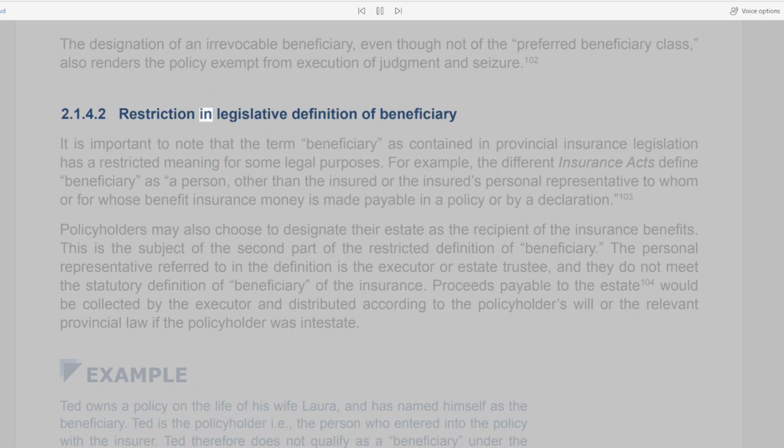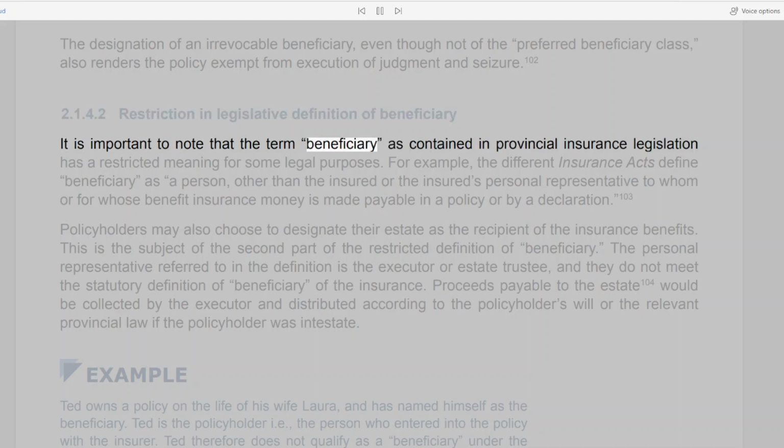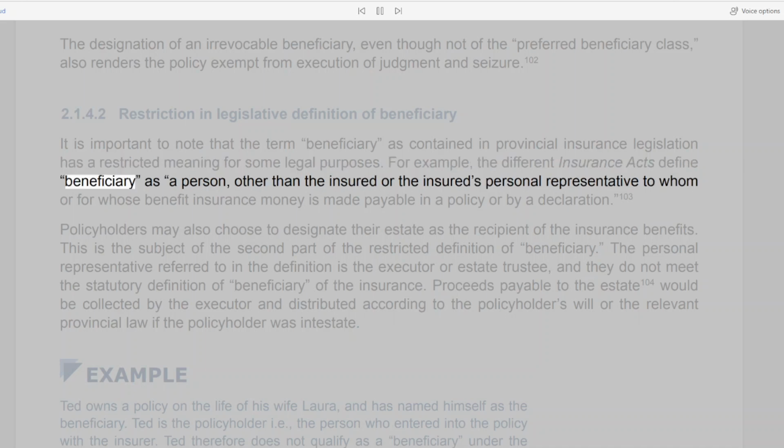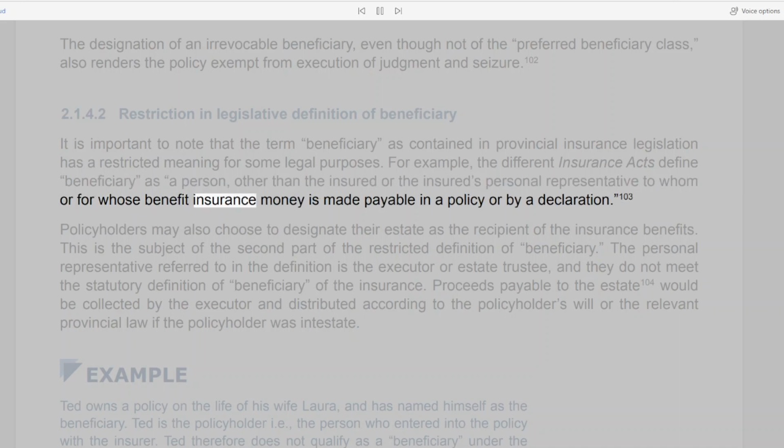2.1.4.2 Restriction in legislative definition of beneficiary. It is important to note that the term beneficiary, as contained in provincial insurance legislation, has a restricted meaning for some legal purposes. For example, the different insurance acts define beneficiary as a person other than the insured or the insured's personal representative to whom or for whose benefit insurance money is made payable in a policy or by a declaration. 103.